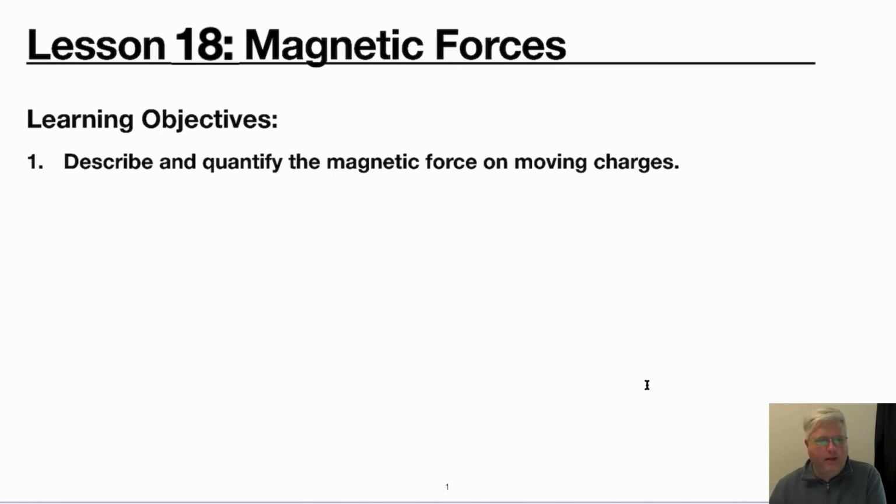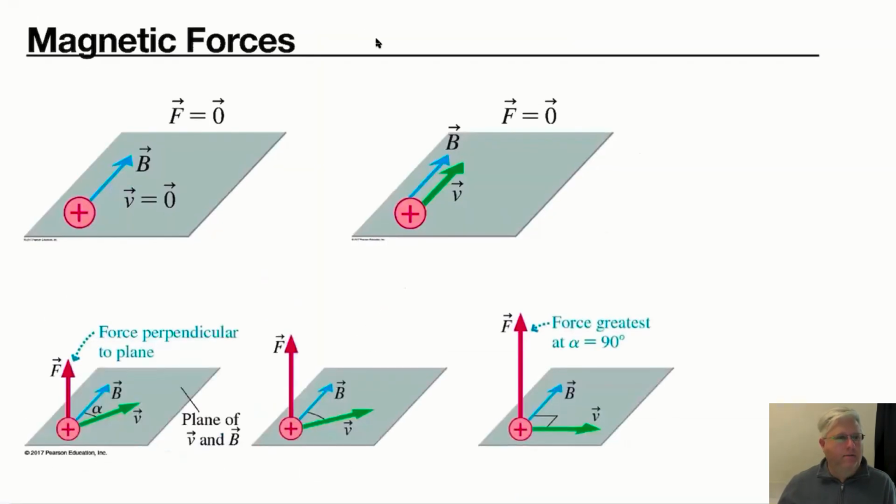When we have a magnetic field, the magnetic field produces a force, right? Just like the electric field produces a force. It causes charges to move. It'll even cause wires to move. So we'll see some examples of that.